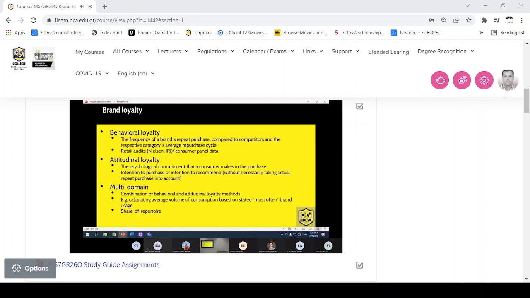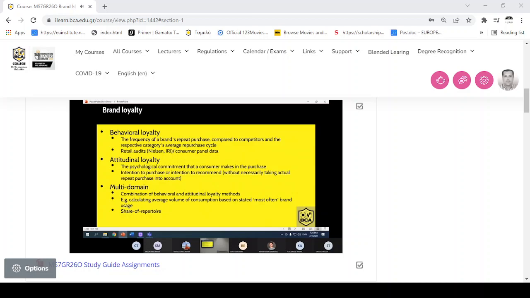Typical questions that are asked in order to gauge this type of loyalty are either intention to purchase or intention to recommend as well. For example, complementary to responding to the question which brands you will consider purchasing during your next trip to the supermarket, you might be asked whether you would be keen on recommending this brand to your friends, to your family. Again, this is a proxy measure of attitudinal loyalty.